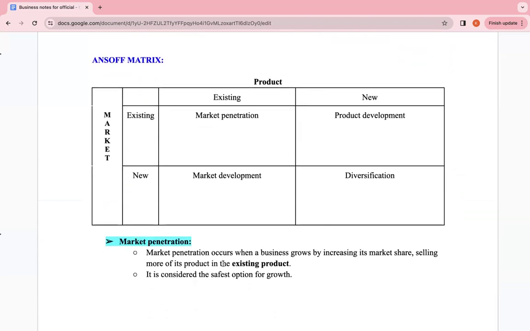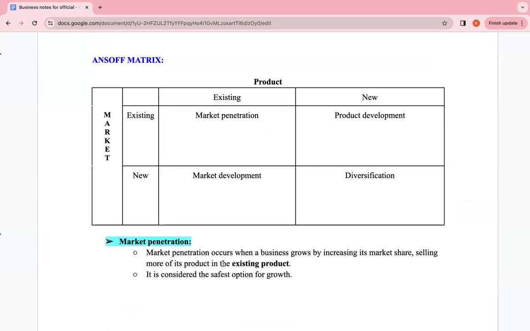To proceed, we have another tool, which is the Ansoff Matrix. Again, especially if you're HL, but if you're SL, please know your business tools. So the Ansoff Matrix is basically product and market. If you're working in an existing market with the existing product, that's called market penetration.